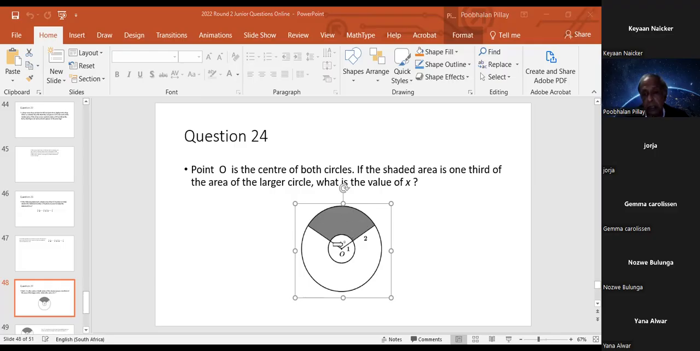So you know the radius of the large circle, you know the radius of the small circle, but you don't know this slice, this pizza slice that we have. It makes an angle x. And the question is, if this shaded area is 1/3 the area of the larger circle, what is x? All right, now this is a good example where you need to have equations because you need to solve for x. And so how do you create the equation? That is a challenge.